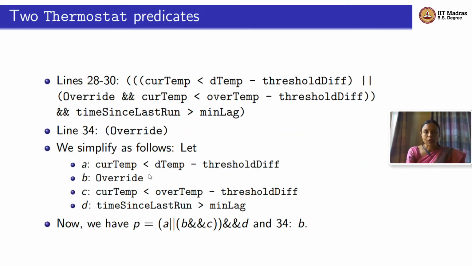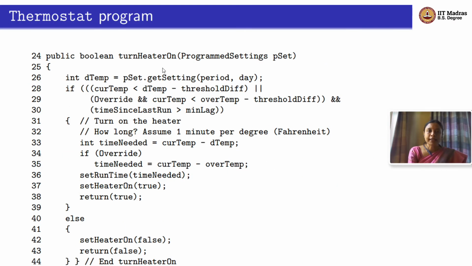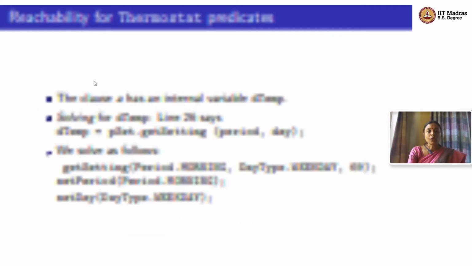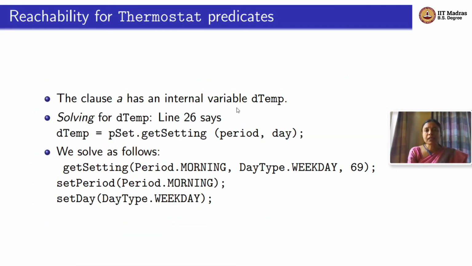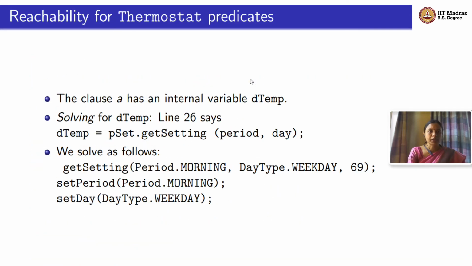Now let's look at these clauses. If you go back here, this program has so many global variables, the main variables, right? And as I told you, turn heater on is a method which is called with this pset. And this has a local variable dtemp. So now we have to solve for dtemp. Clause A has an internal variable dtemp. What was dtemp? Let's go and look at line number 26. Dtemp is program setting, get set, period, and day. So let's solve for it. Dtemp in line 26 says pset get setting, period, and day.